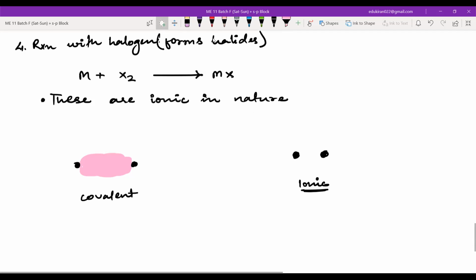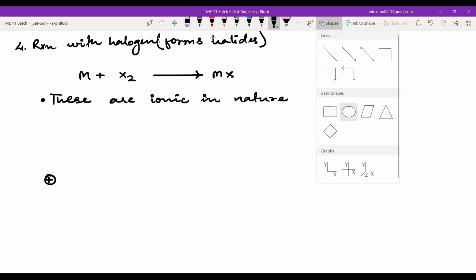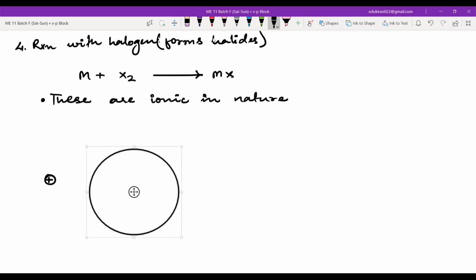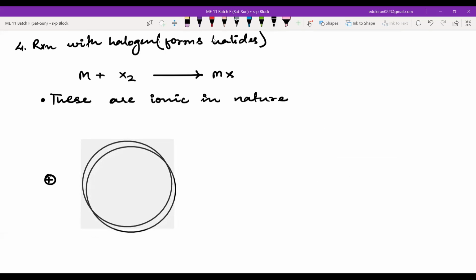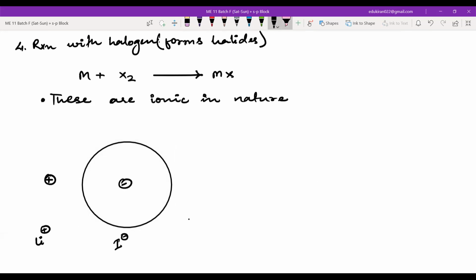Now let us see what happens in the extreme case. There is a positively charged lithium atom, and there is a big ion here, that is iodine. So iodine will have a negative charge, right? This is lithium positive and iodine negative. This is how I have represented them. Now, there will be electron density all around the iodine atom.